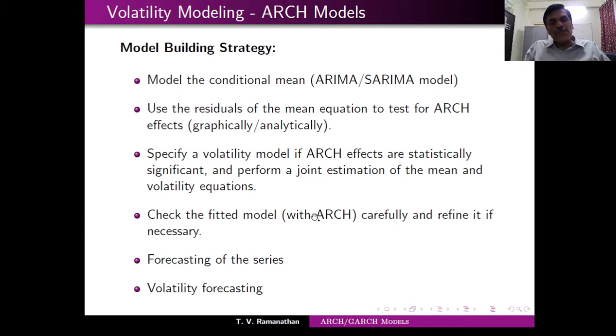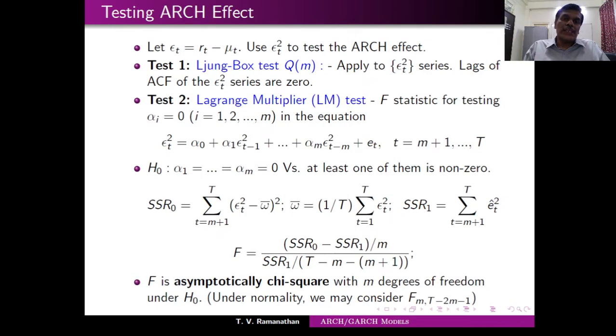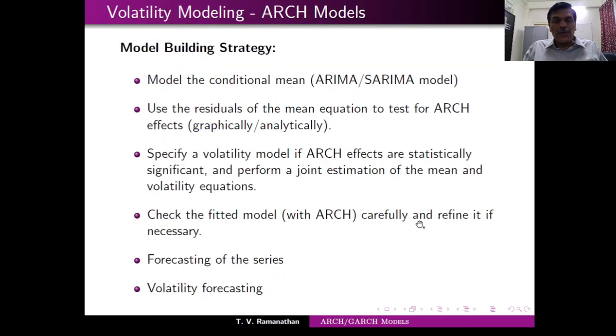So we'll check the fitted model carefully and refine it if necessary. The steps involved are: specify the volatility model, then perform the estimation of the mean and volatility equation. Once you specify that, you carefully examine it, then do the forecasting of the series, and you can also forecast the volatility, which is of independent interest. The reason is that many people would like to know how the market is going to behave, because volatility indicates the variation in the series. So I would like to know how the series is going to vary. So there is an independent interest in modeling the volatility as well.